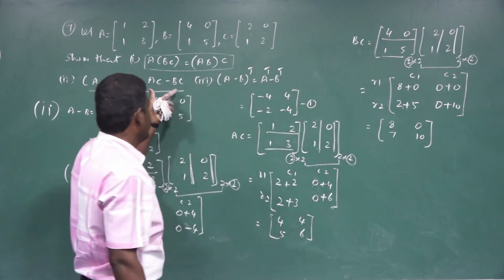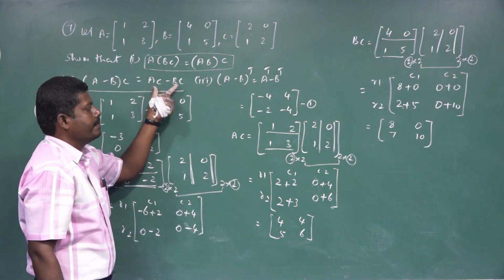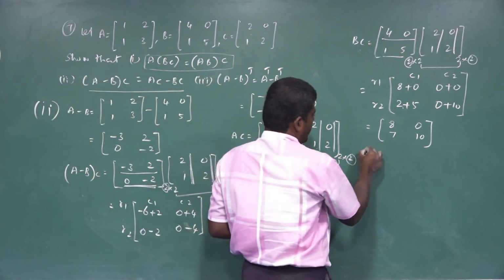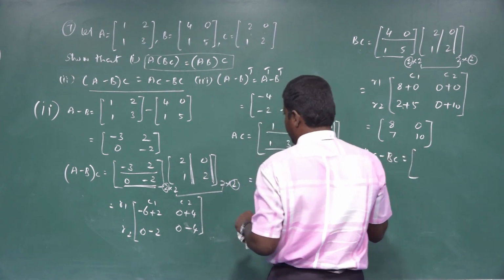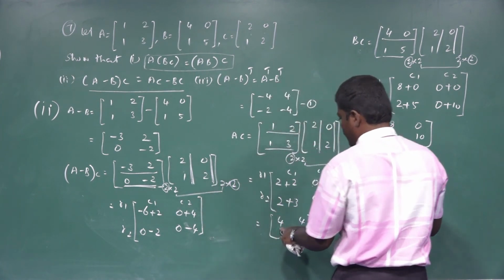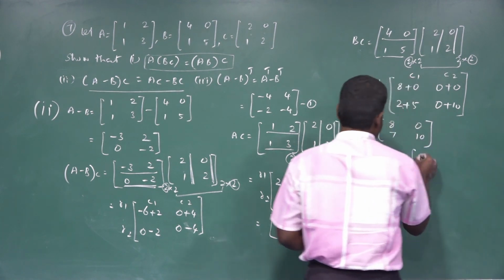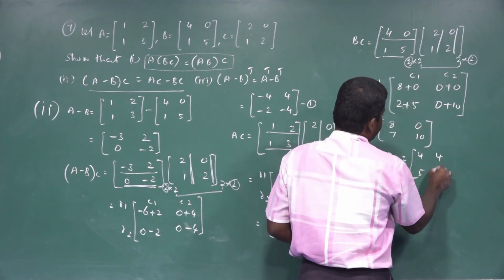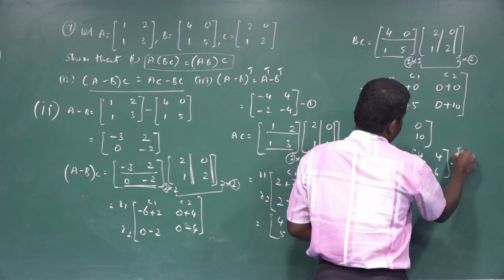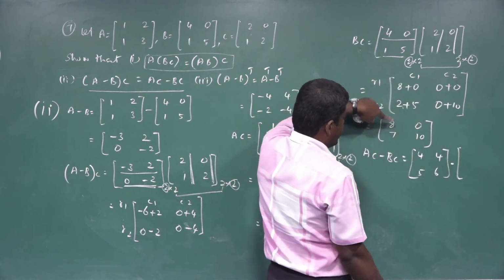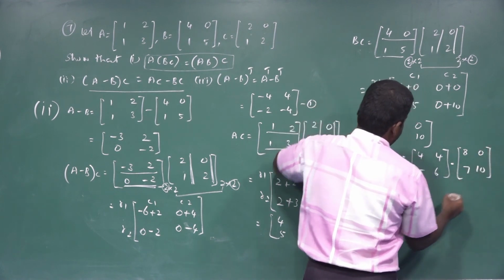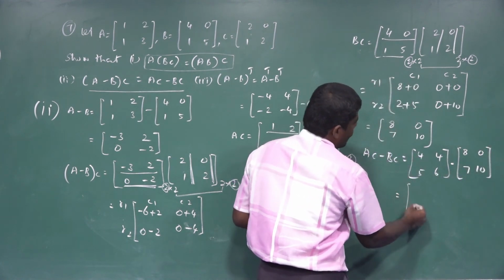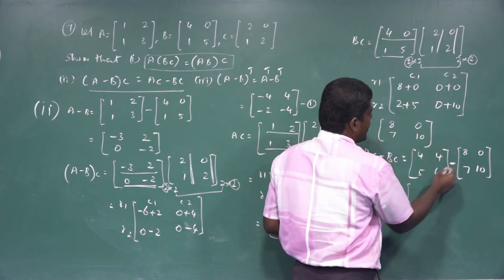Finally, we want to find AC minus BC. AC minus BC is equal to the AC matrix, which is here: 4 4 5 6, minus the BC matrix. The BC matrix is 8 0 7 10.